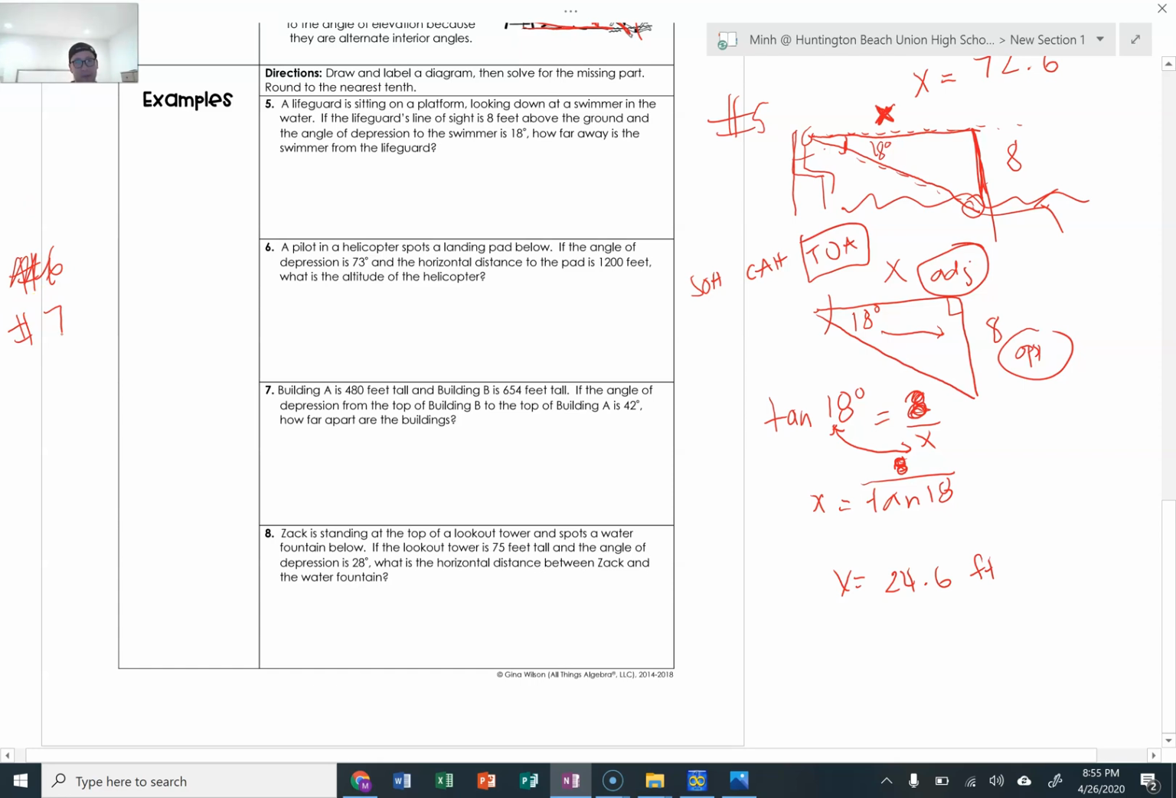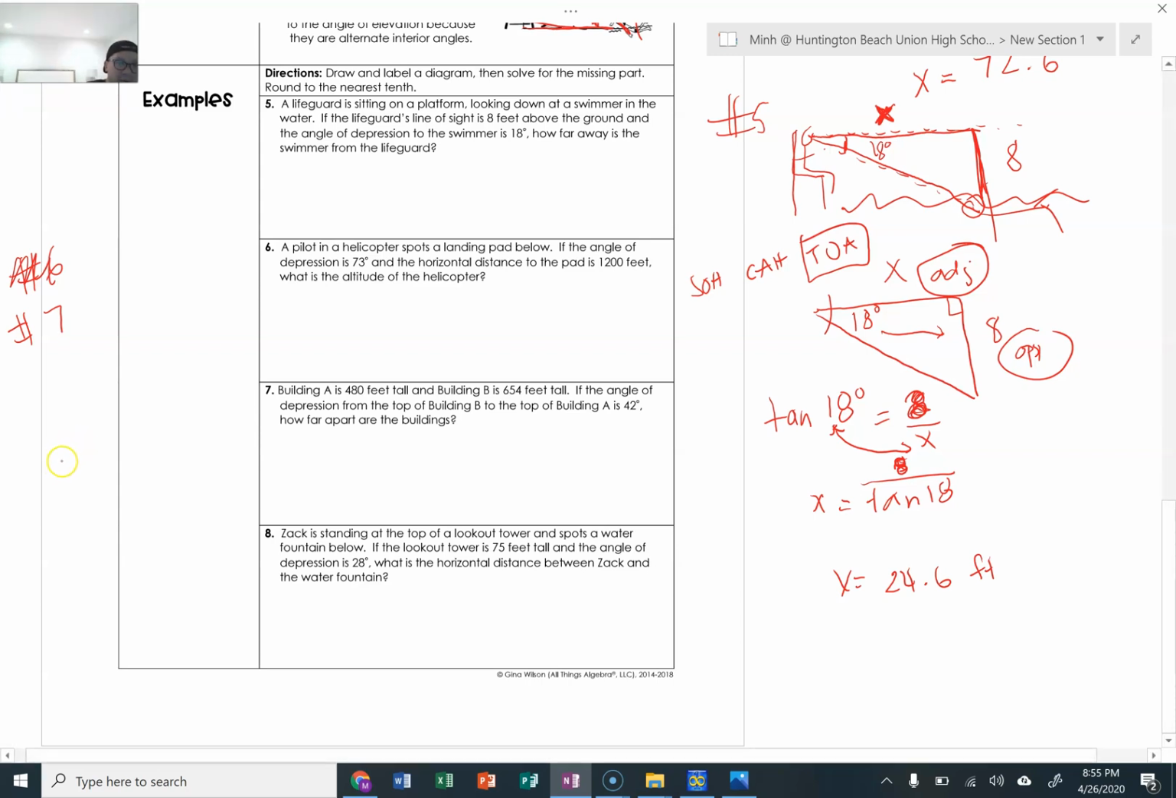So number 7 says building A is 400 feet tall and building B is 654 feet tall. If the angle of depression from the top of building B to the top of building A is 42 degrees, how far apart are the buildings?